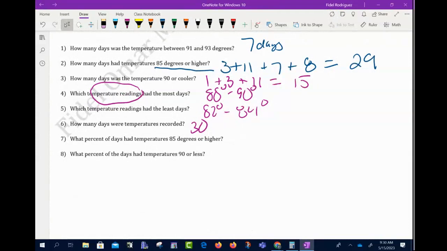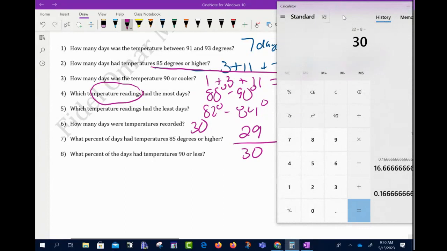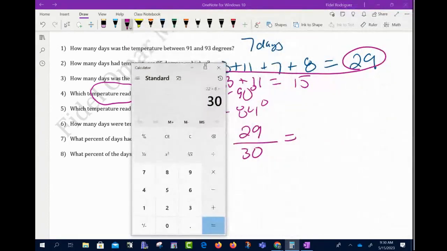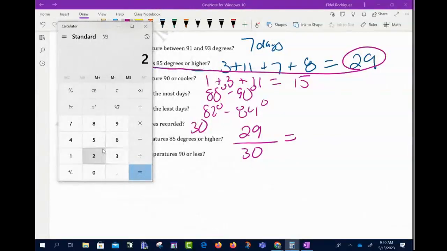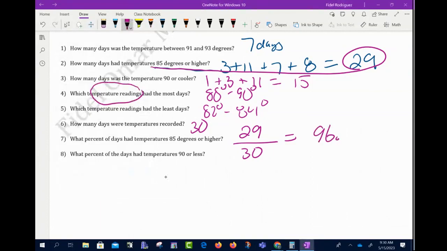And it says, what percent of the days had temperatures of 85 degrees or higher? So remember, my total number of days, y'all, was 30. If we want to know 85 degrees or higher, that was the total of how much? 29 out of 30. So remember, y'all, we've done this part before. We're going to take our calculator. We're going to say, what's 29 divided by 30? And we're going to multiply it by 100. Let's stick with rounding to one decimal place, y'all. What do you think? 96.6 or 96.7? 96.7%.